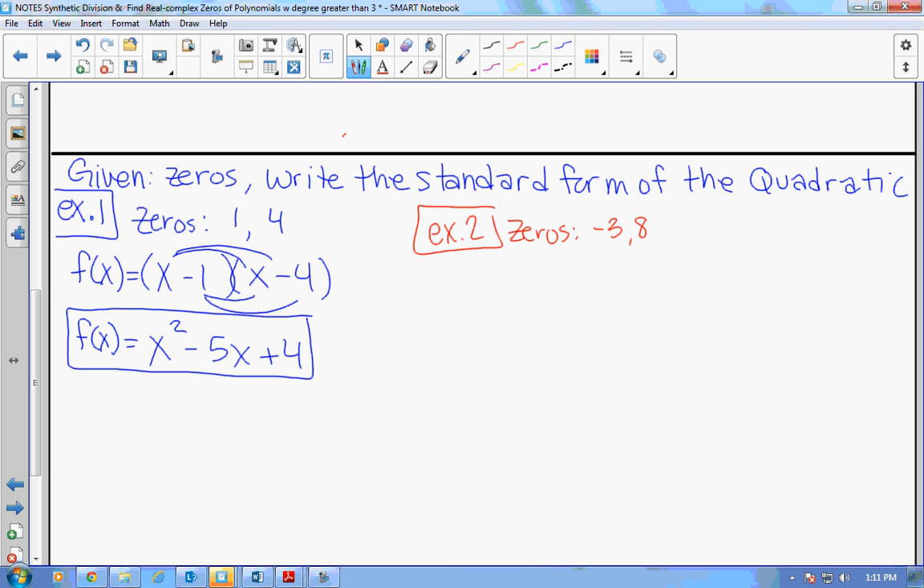Kayla, what were the factors you got, please? And? Good, because they should be inverse signs. This says minus, we write plus. If this says 8, positive, we say minus 8. And then you multiply them through. You should get x squared. We get a -8 and a +3, which makes -5x, and what's 3 times -8? -24.